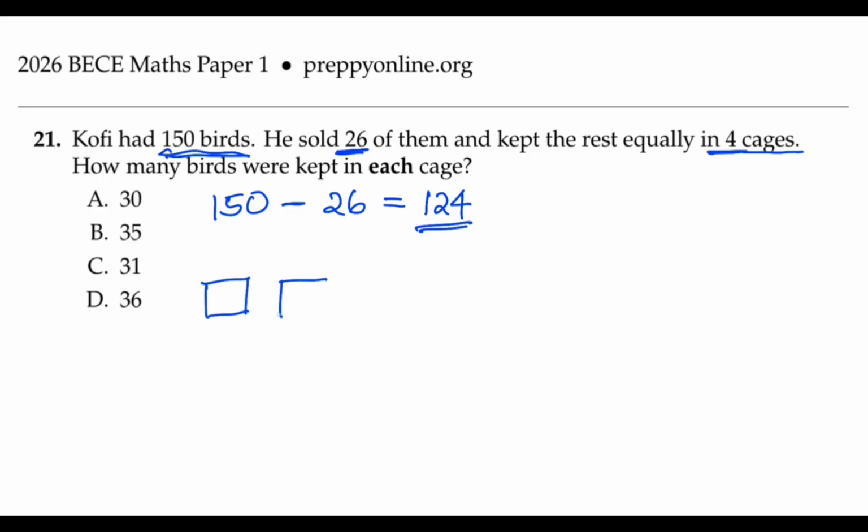Let's draw boxes for the cages. So you want to now arrange or distribute 124 birds into 4 cages. And the question is, how many birds are going to be in each cage? And the answer is 124 divided by 4. And what do we get when we divide 124 by 4? We get 31. So our answer is C.